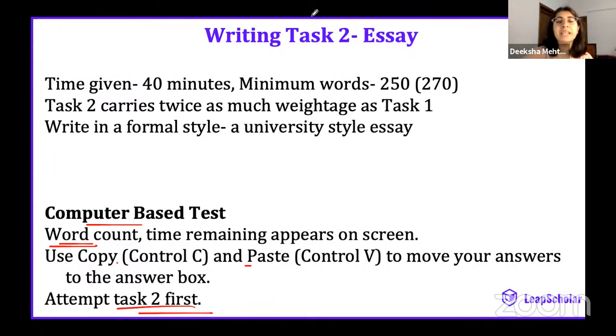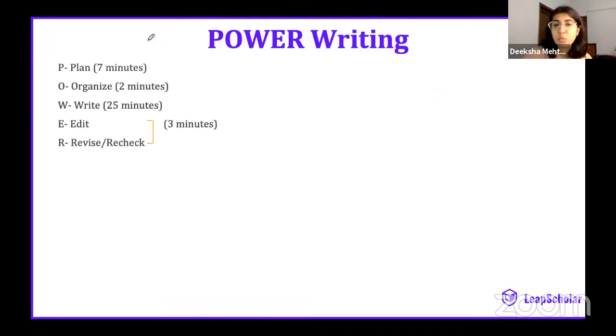Okay. Now, how do I begin writing my essay? We follow something called the power writing process. What is this power writing process? The moment you see your essay, please don't begin answering it. Please spend some time planning your answer. Now, what am I planning for?